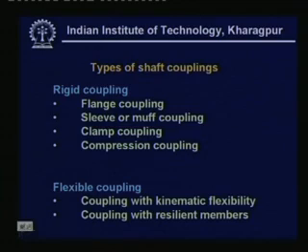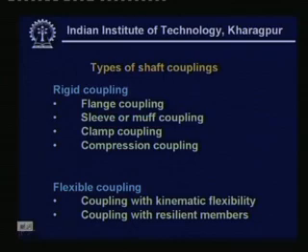Flexible couplings are of two types. One is coupling with kinematic flexibility, where we insert certain members which undergo rigid body translation or rotation, but that gives a little bit of resilience or flexibility in the overall joint. The second type is coupling with resilient members. Here we introduce some members which have flexibility, so this is inherently a flexible coupling. We are going to discuss in this lecture the principal types of rigid coupling.